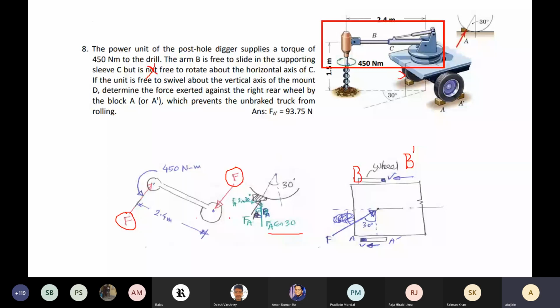Sir, I can't understand the reaction at the wheels, sir. So A dash and B dash. We will get there. So is this understood? This one is the free body diagram of the power unit. Sir, F is the force applied by the body. F is the reaction that the body is getting counter to the torque. This is the reaction couple.